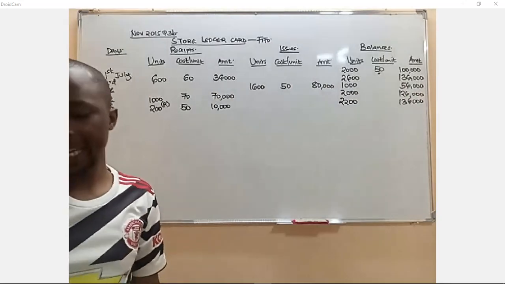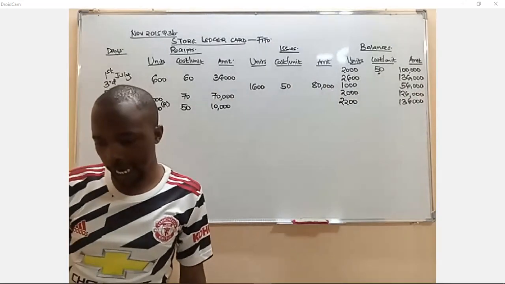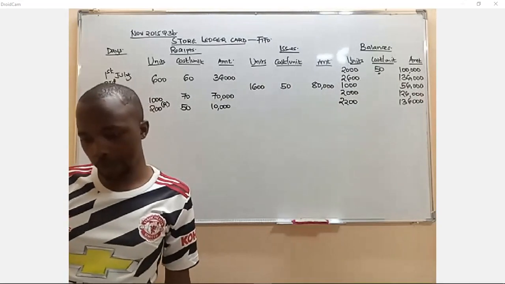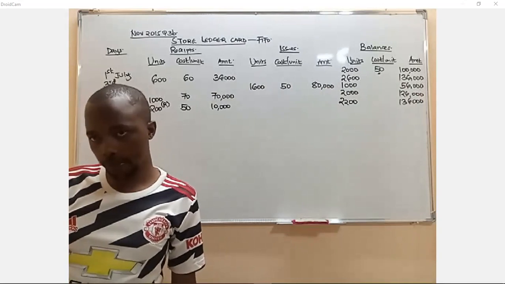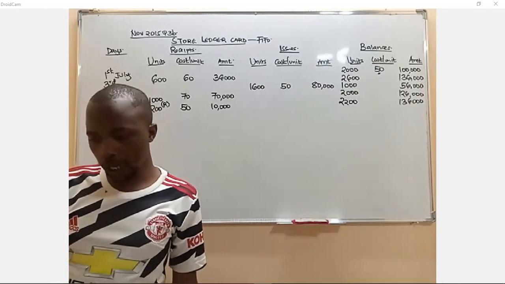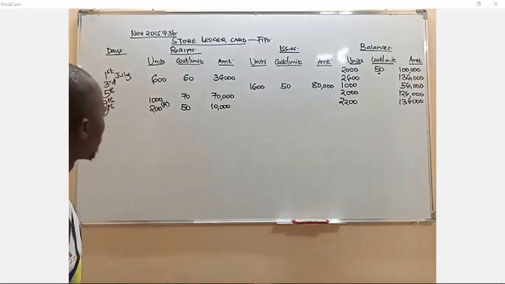Now let us go to the next day. After date 9, tunaenda tarehe ngapi? After date 9, I can see as per the question we are being told that the next transaction that took place ilikuwa date 12. Right? On 12 July, we were able to issue 400 units. Good. So hapo nakuja niambia date 12.